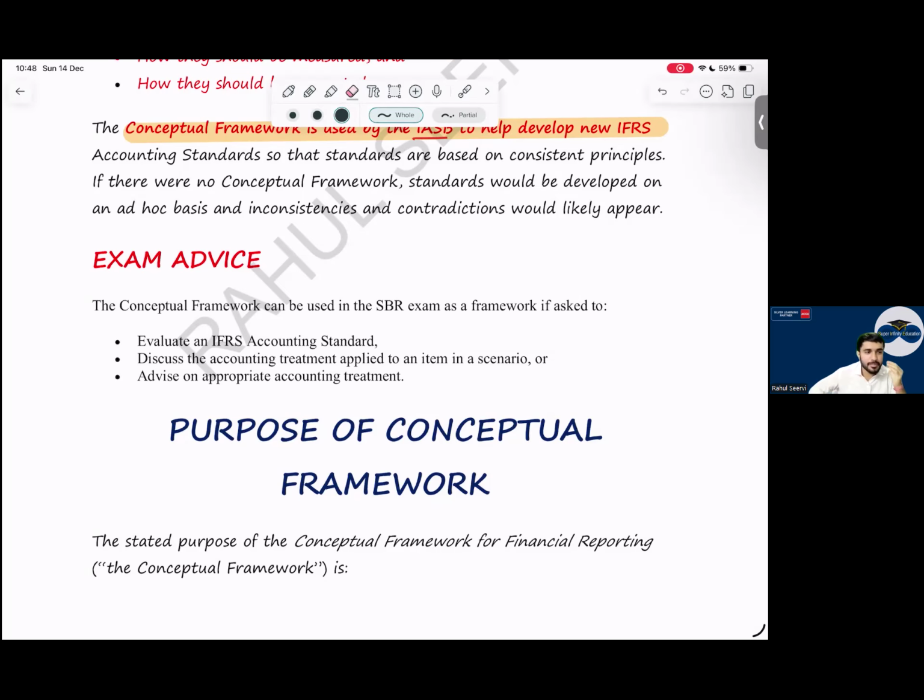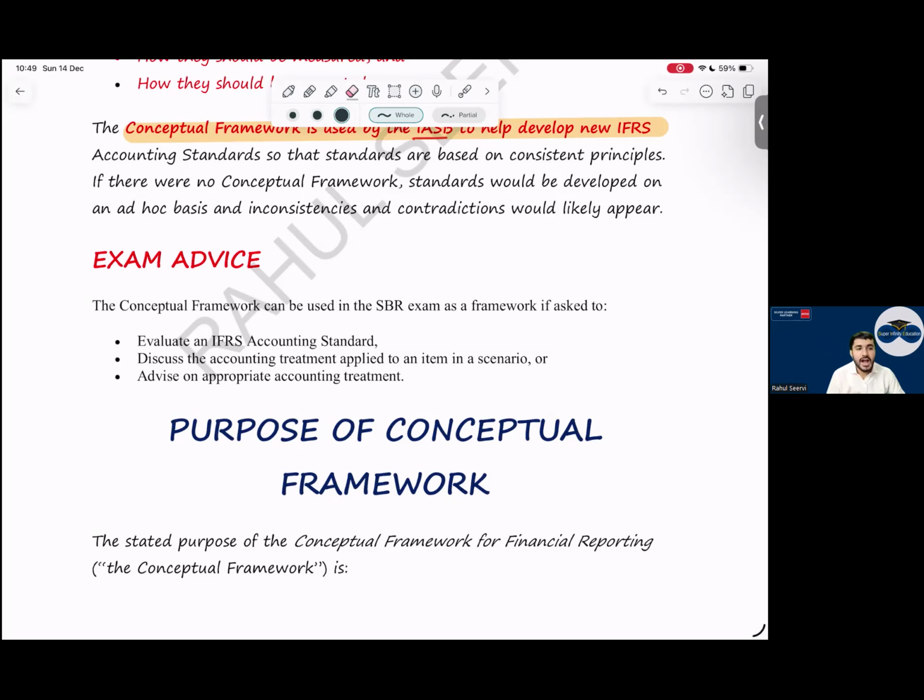Discuss the accounting treatment applied to an item in the scenario. What is the meaning of discuss? You have to explain. If I say cryptocurrency, what is cryptocurrency for you? Today you purchase a cryptocurrency. Let's say Elon Musk's company bought cryptocurrency. How will Elon Musk record this in the balance sheet? Equity, liability, income, expense, or asset? You tell me. Intangible assets. Yes, an asset. Simply write down that it is an asset because Elon Musk will get future economic benefit, because he will sell it, get money, or buy something with it. A lot of things. So you have to discuss.